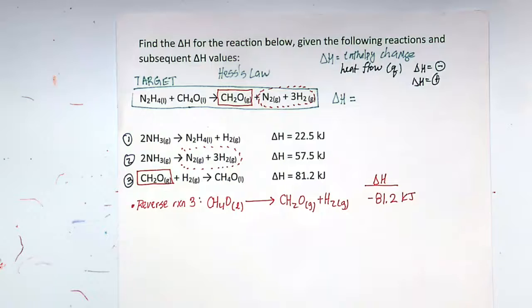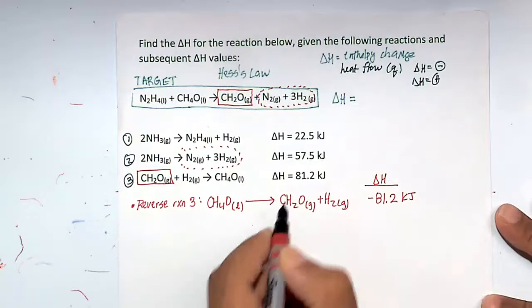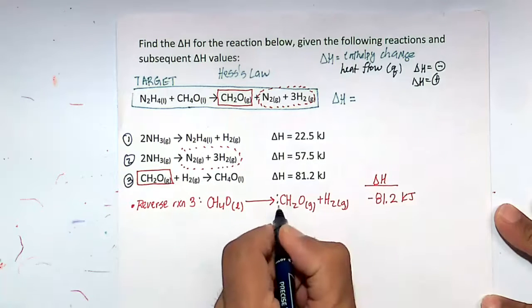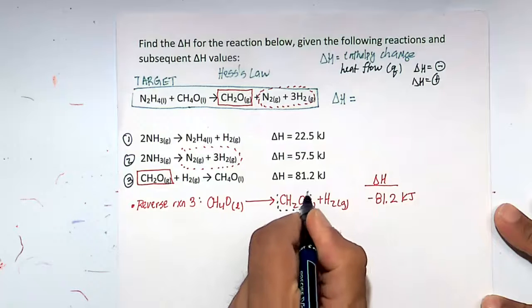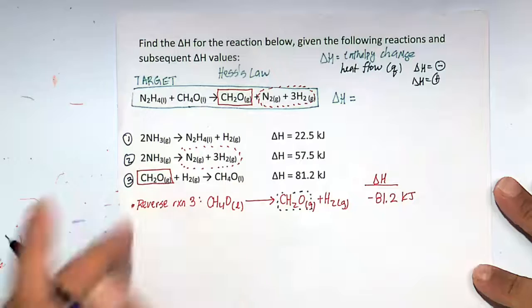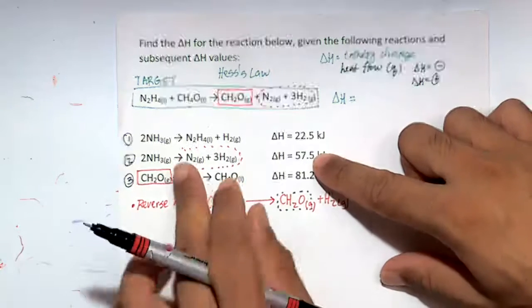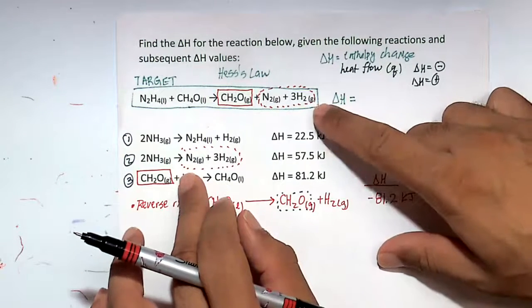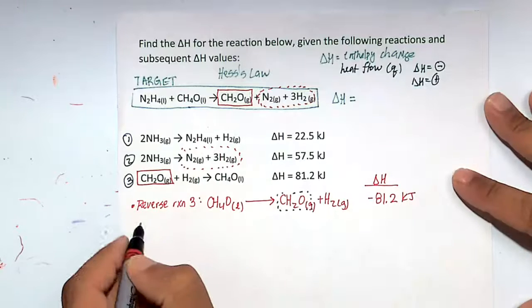All right, and so now I got my CH2O. Let me box this now. It's in the product side, just like in my target, it's on the product side. What I would do now is add reaction 2 because my N2 and my 3H2 are also on the product side. So let's add reaction 2.